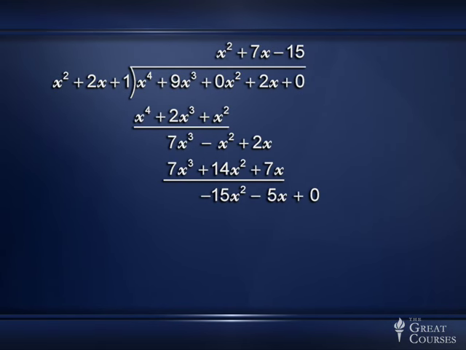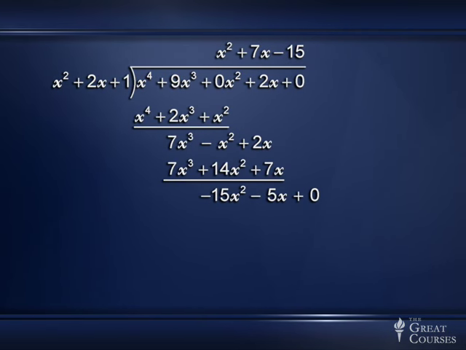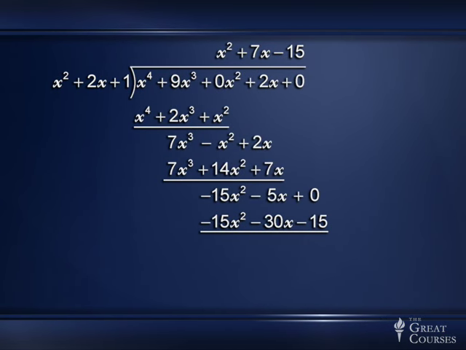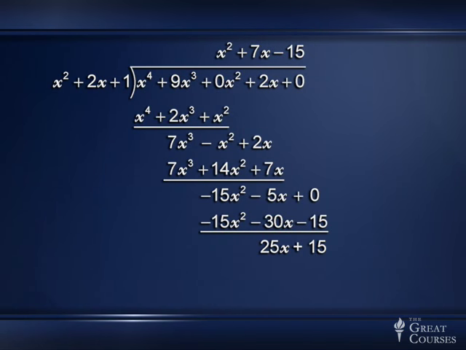Answer, negative 15 times. Multiplying the negative 15 times the x squared plus 2x plus 1 gives you negative 15x squared minus 30x minus 15. Subtract, being very careful of those minus signs, and you're left with 25x plus 15.